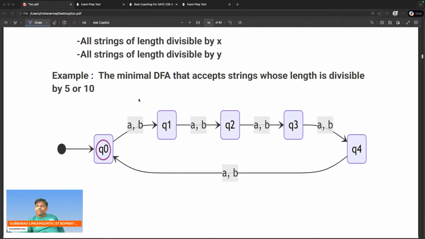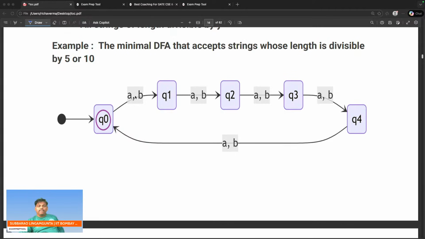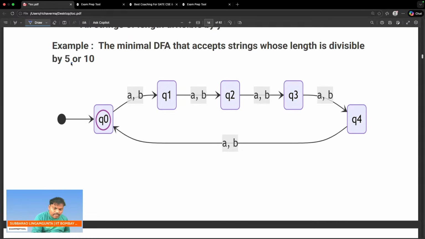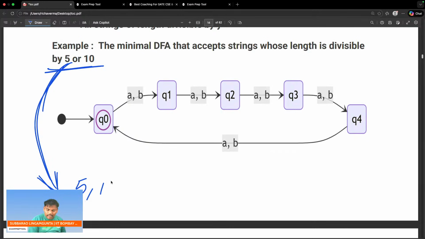You know, divisible by 5 is 5 states. Divisible by 10 is 10 states. But when combined, there may be so many formulas. One better idea: 5, 10. If you see the valid strings, length 5, length 10, length 15, length 20, length 25, length 30. If you observe clearly, there is a difference of 5.